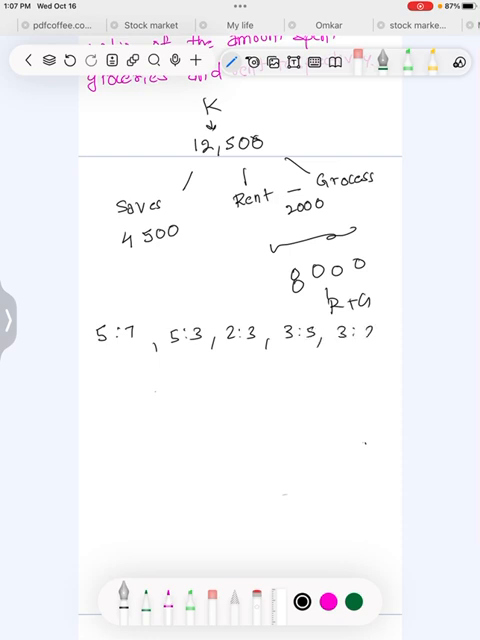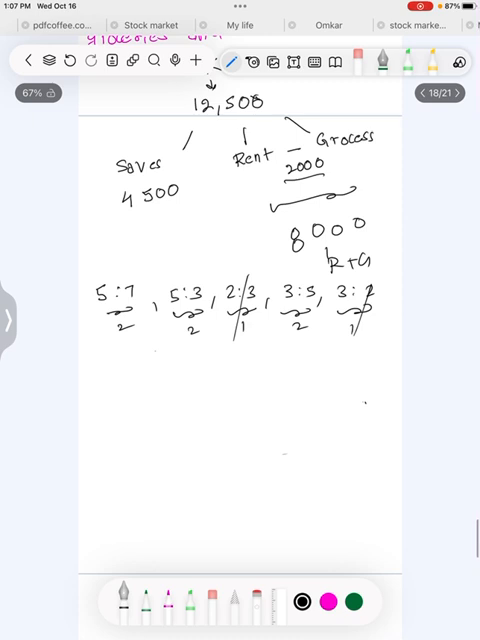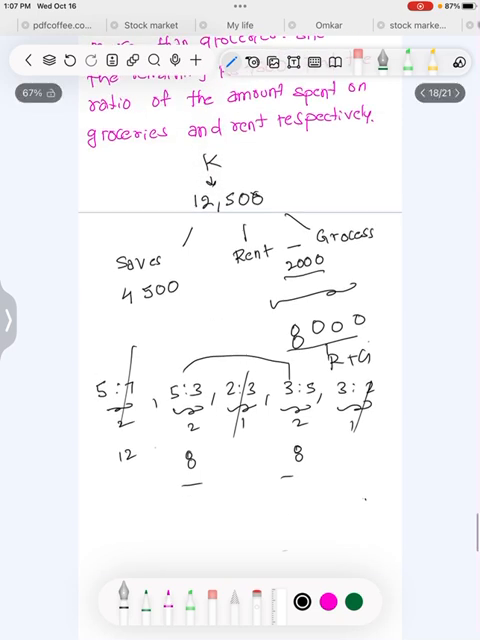Difference 2, 2, 1, 2, 1. Again just cut it out. 2 is correct. Okay. So let us add: 12, 8, 8. Okay. So 8 is correct. We can cut this off. And here in these two options, if you have to pick one, it was shown that the amount was spent on groceries and rent. Okay.